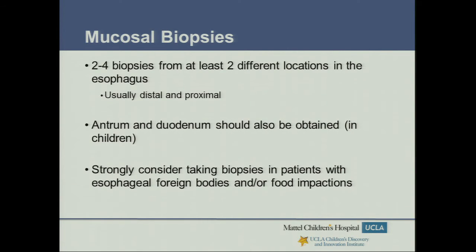There are clear recommendations that children should also have biopsies collected in the antrum and duodenum. The evidence is a little bit less clear in adults, so typically adult providers will biopsy only if they see gross abnormalities in the stomach or the small bowel. But in kids, we do take biopsies even if things look normal.